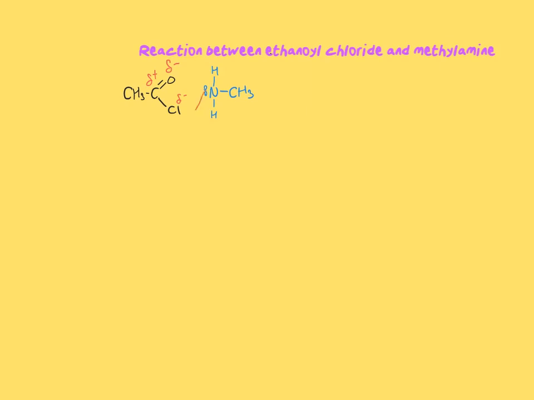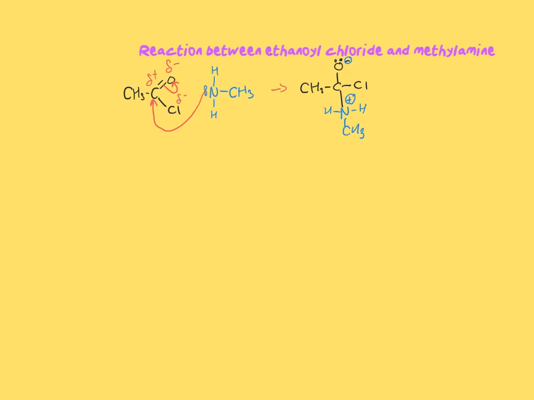The lone pair of electrons is donated to the electron deficient carbon, and therefore electrons are pushed from the carbon and the pi bond between the carbon and the oxygen is forced to break and the electrons move on to the oxygen atom. There is an overall negative charge on the oxygen atom because the pair of electrons moved onto the oxygen, and therefore we must have an overall positive charge on the nitrogen atom to balance that out.